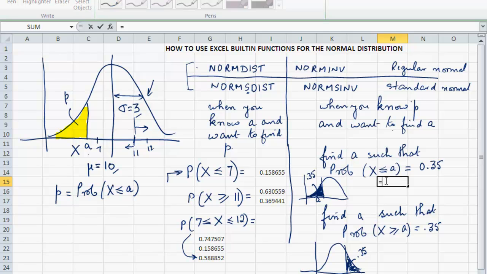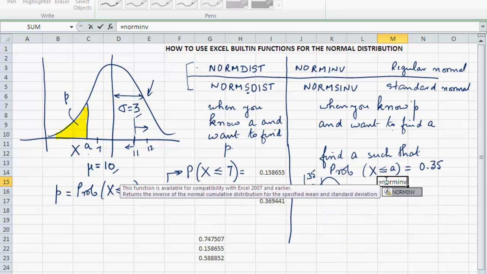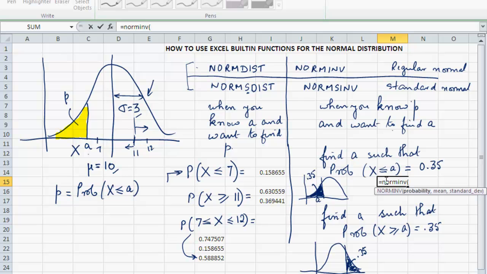So we will do equals NORM.INV, and it wants some numbers. So what probability, what is the area to the left that I'm being told? That's 0.35. The mean is 10. The standard deviation is 3. So once I give these 3 inputs, it comes back with the value 8.8.